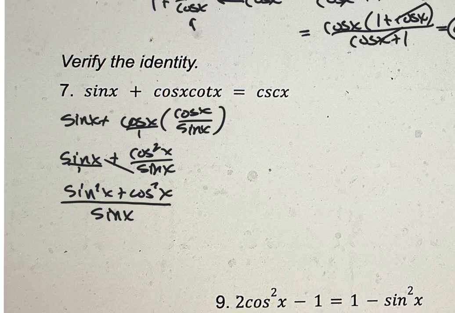And one thing I should have said at the beginning, because I know I needed cosecant x, in my head I know that means I need 1 over sine. I got to have 1 over sine before I can write cosecant. Look what I got: sine squared plus cosine squared.